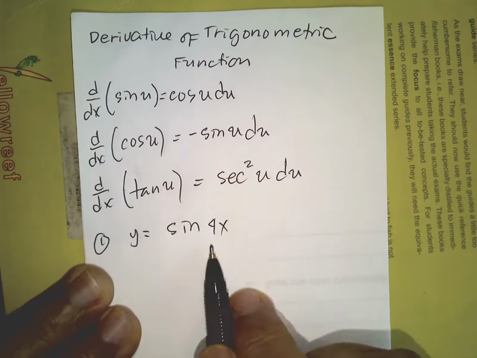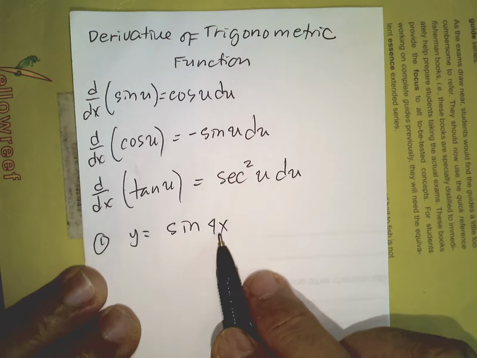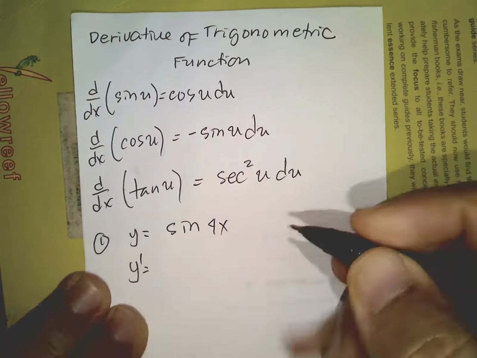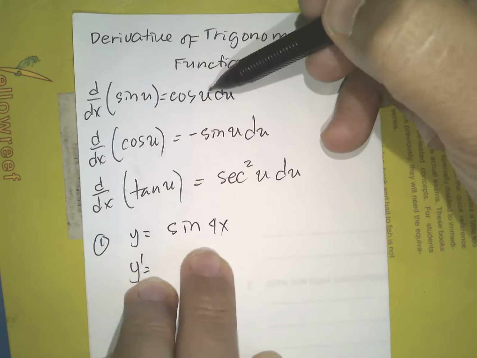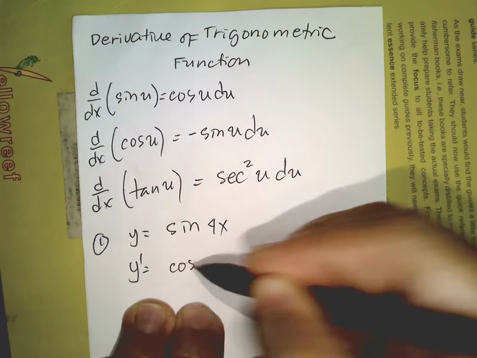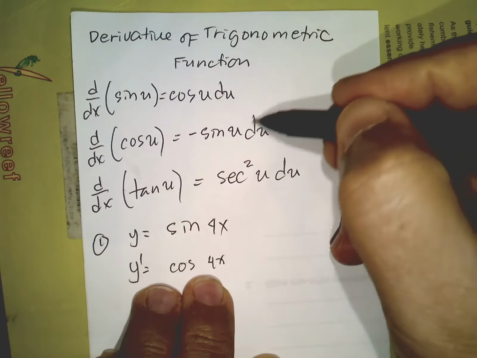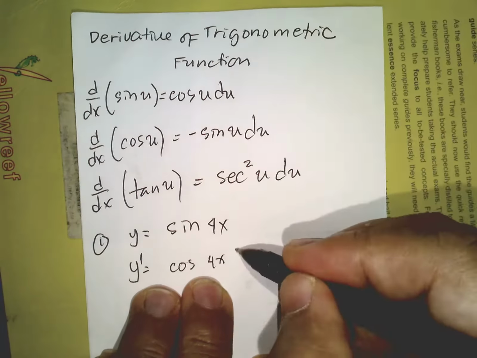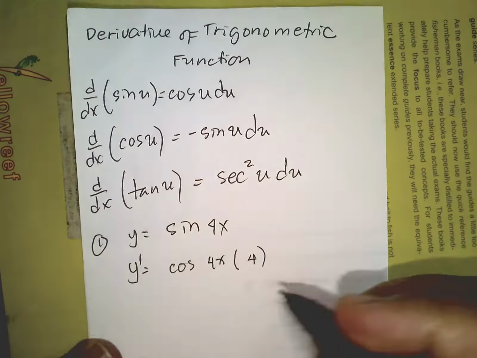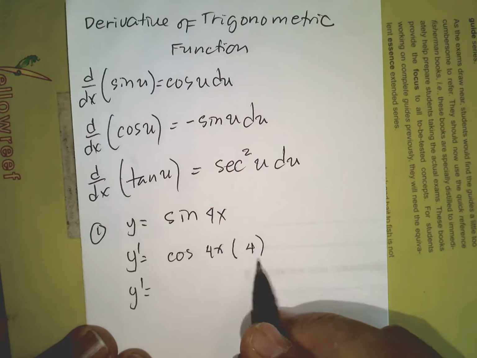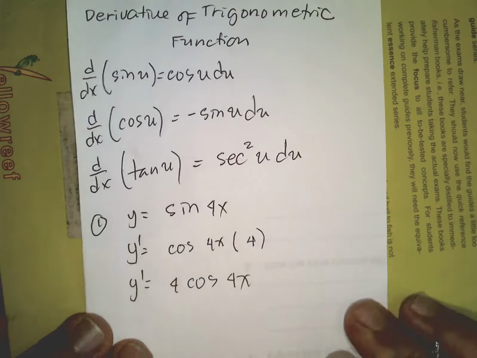Alright, so in this one we follow this formula, wherein the u is the 4x. It says the derivative of that is cosine of your u. So cosine of your u is 4x, times the derivative of your u. The derivative of this one is 4. So y prime now is equal to 4 cosine 4x. There you go.